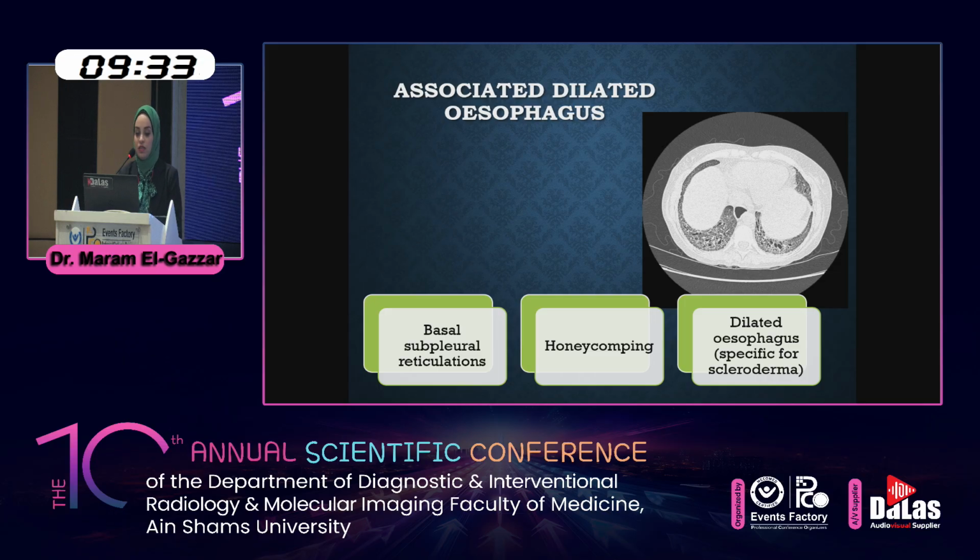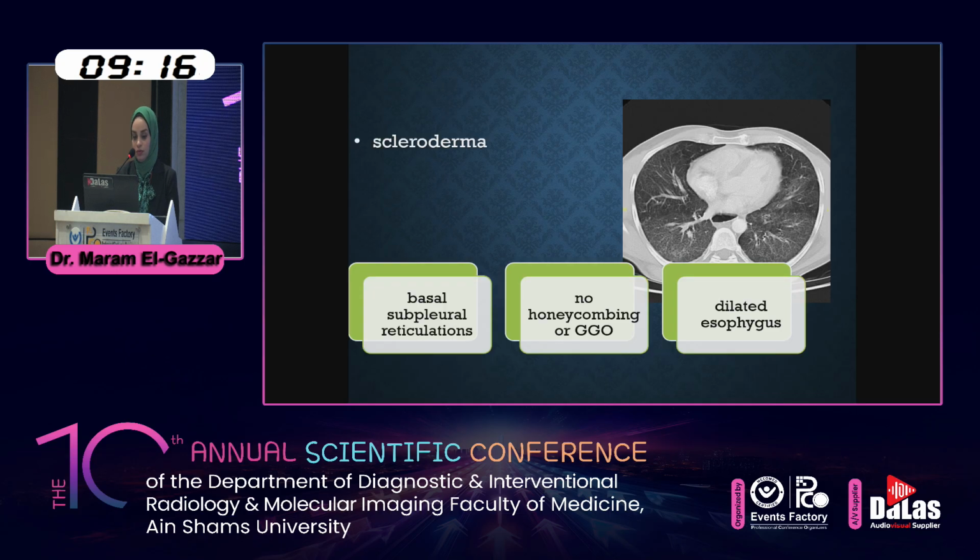Another specific sign is the dilated esophagus, which is highly associated with scleroderma, and this is specific for scleroderma. When I see a dilated esophagus, whether there is honeycombing, GGO, or reticulation, it is highly specific for scleroderma. Another case of dilated esophagus in scleroderma: there is no honeycombing, there is just GGO.